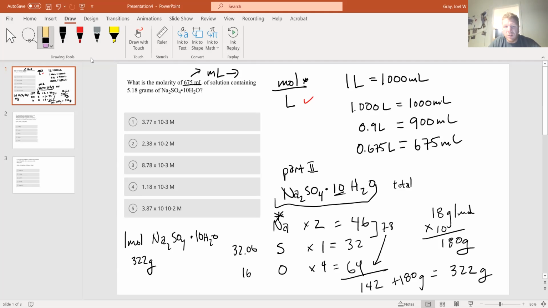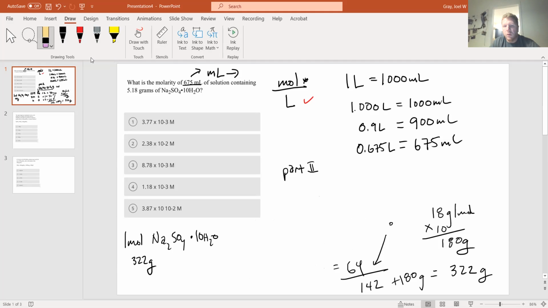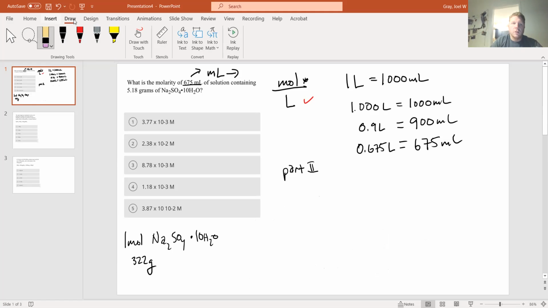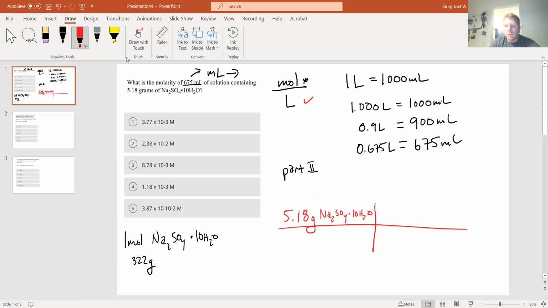Now the next part of this, I'm going to erase what I've done over here. I need to use the mass that I've been provided with, and the problem tells me what mass I have. It tells me that I've got 5.18 grams. So what I need to do for this is set up some dimensional analysis. 5.18 grams of Na2SO4·10H2O, over 322 grams of Na2SO4·10H2O. Okay, so what I did was I took what I know, which is right here, and then the relationship that I'm comparing it to.